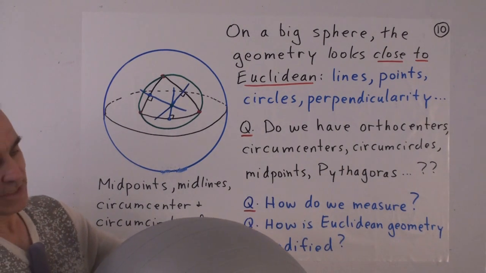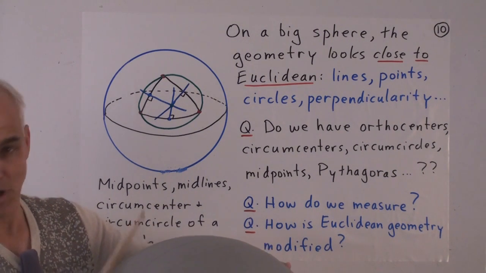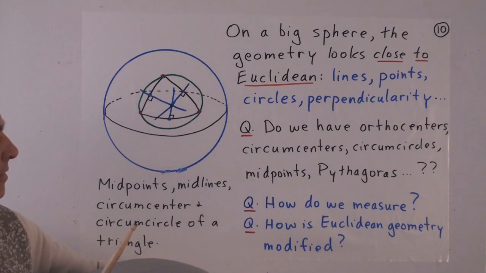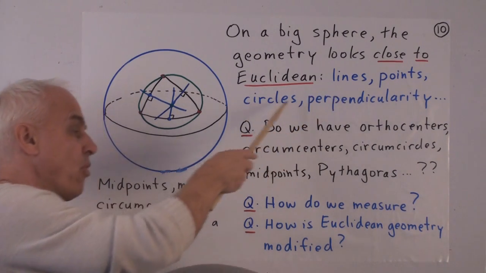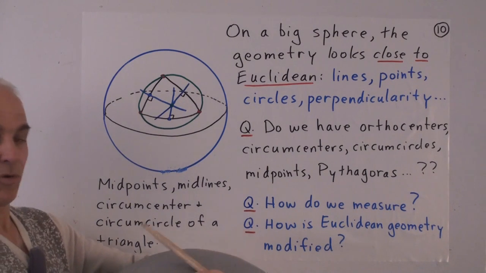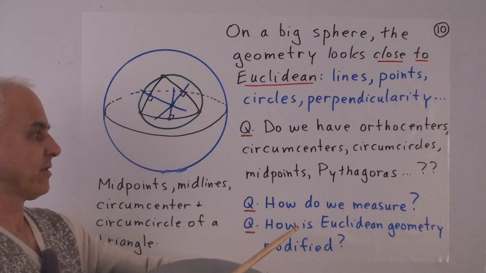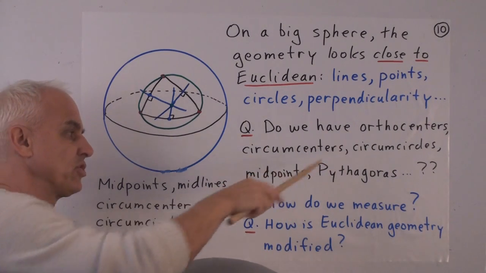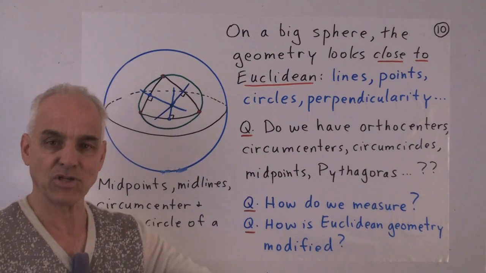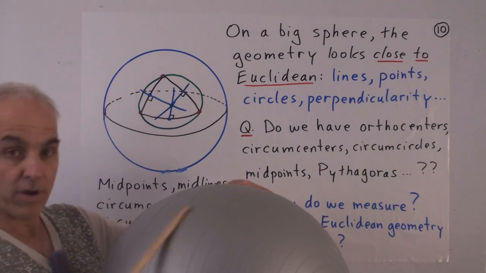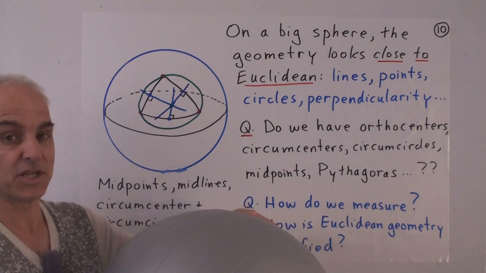But there's a natural series of questions here. What does this kind of geometry on a sphere actually look like? So the geometry looks close to Euclidean. We have notions of lines and points and circles. We can also talk about perpendicularity. But do we have, for example, orthocenters, circumcenters, circumcircles, midpoints, Pythagoras, all the many, many constructions of Euclidean geometry? Do they work on a sphere? It's a very natural and interesting question.